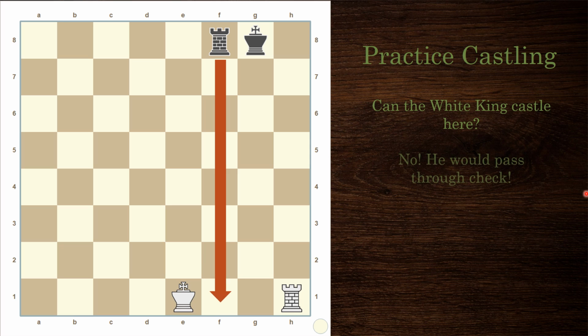Okay, the answer is that he cannot because he would pass through check. So in this situation, the rook is attacking the f1 square. And so if the king were to castle by moving 2 spaces over to the right with the rook coming on the other side, he would have to pass through check, which we know is not allowed.